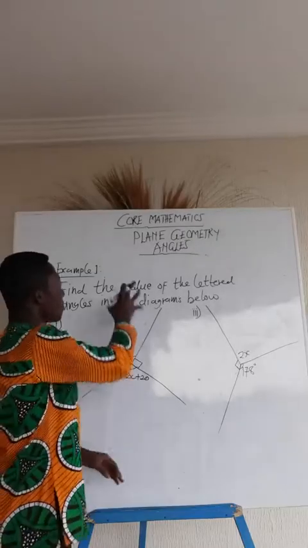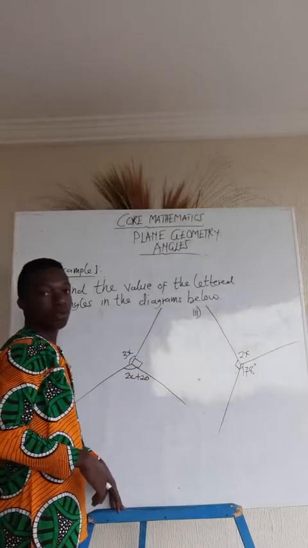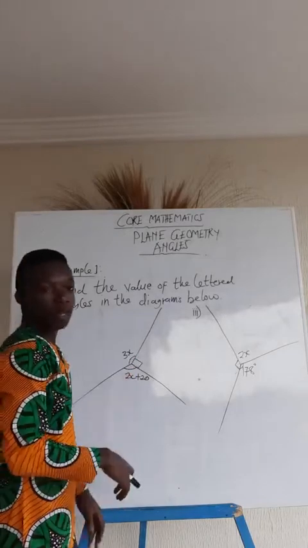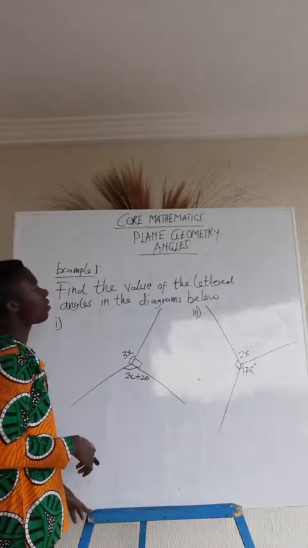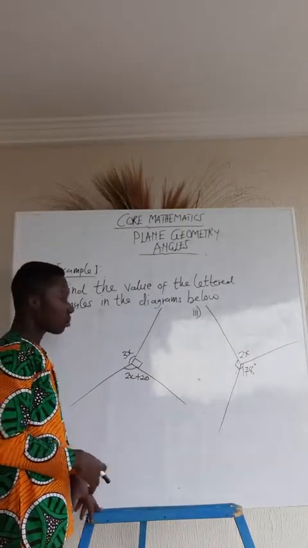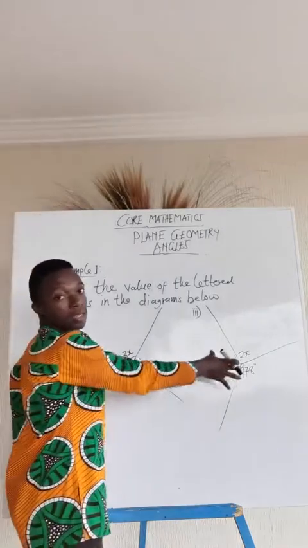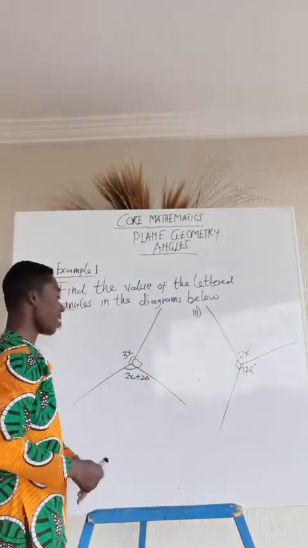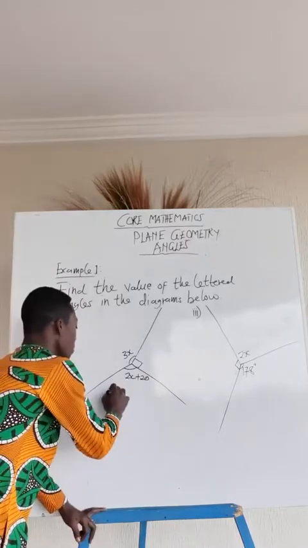All right, so we have two questions to be solved on angles at a point. Let's take them real quick. First, we have to find the value of the lettered angles in the diagrams below. This is the first diagram, then this is the second. We will solve the second question from this one's answer. So here I have my solution.